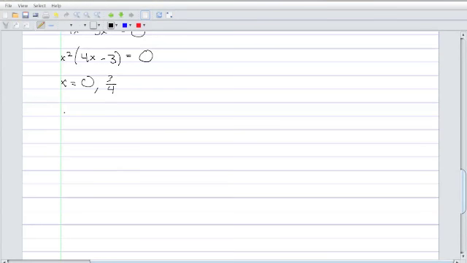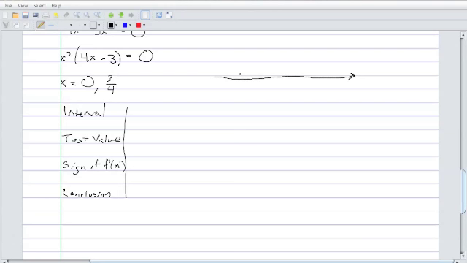So again, if we set up a table where we're looking at our interval, our test value, the sign of f prime, and then our conclusion. So we need to test, we have 0 and 3 over 4. So this tells us we should test from negative infinity to 0. So we can choose something like x equals -1.